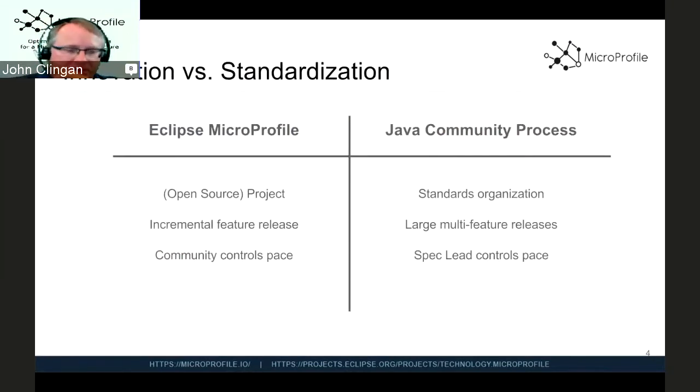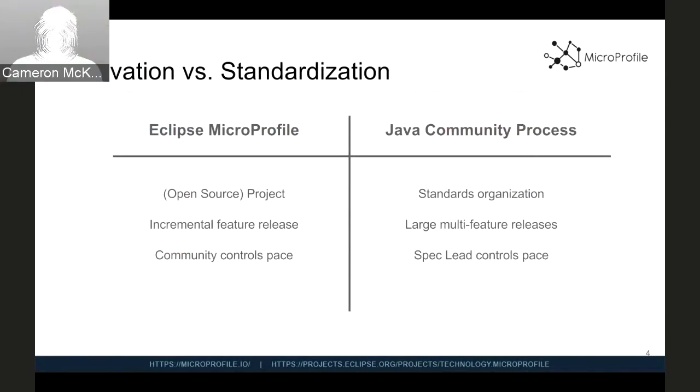One thing I wanted to specifically point out is, there seem to be questions sometimes about how Eclipse MicroProfile compares to the Java Community Process. Many of the vendor founders of MicroProfile are also members of the JCP, for short. Basically, the JCP is a standards organization, so it's intended to take mature ideas and potentially even mature implementations and try to standardize them, right?